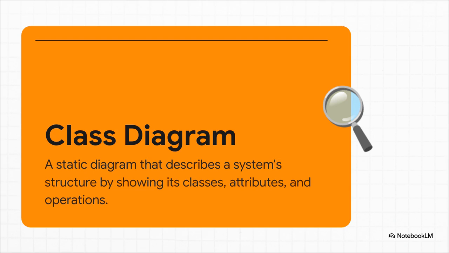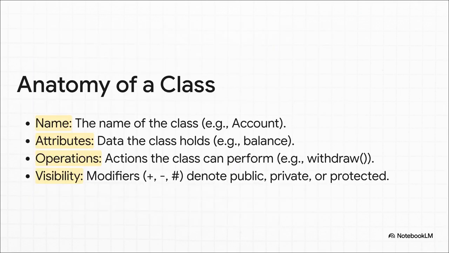So, if use cases are about the system's verbs, what it does, then class diagrams are all about its nouns, the customer, the account, the transaction. They define the solid, static structure of the system. Each class is just shown as a simple box, and it's split into 3 little sections. At the very top, you've got its name.